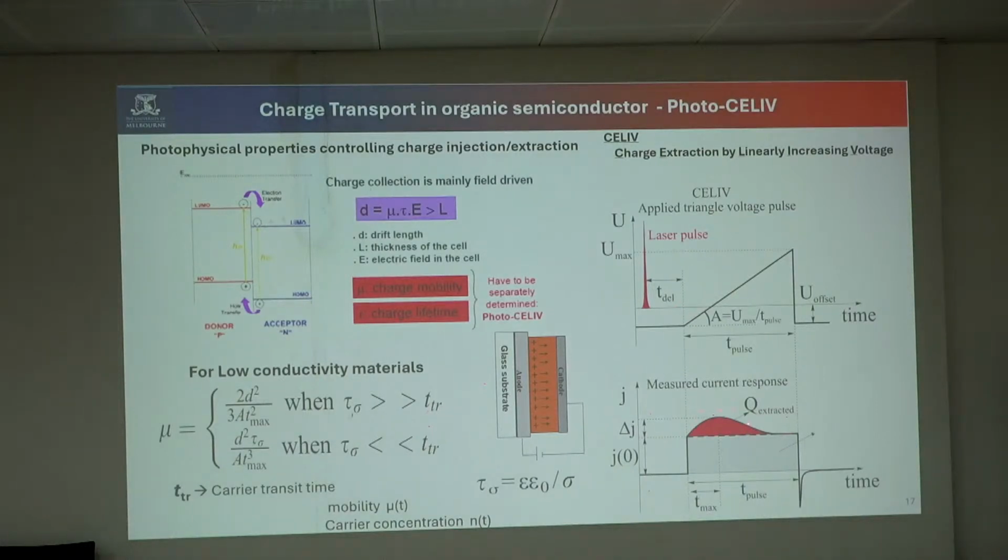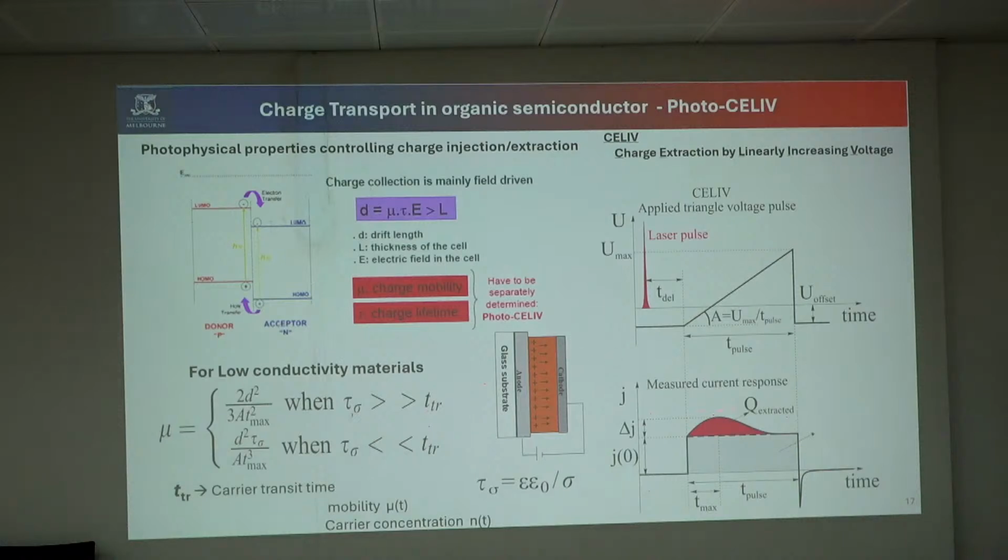In this equation, the term has 3D squared, where D is the thickness of this layer, and 3 by 8 A is squared. A is nothing but U maximum voltage divided by time: how much voltage you are applying and over what time period. Using this, if you know the thickness and the time duration, we can find the mobility of these low conducting materials.